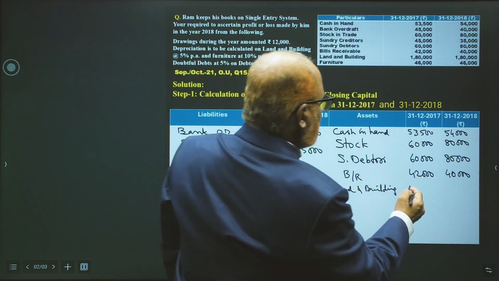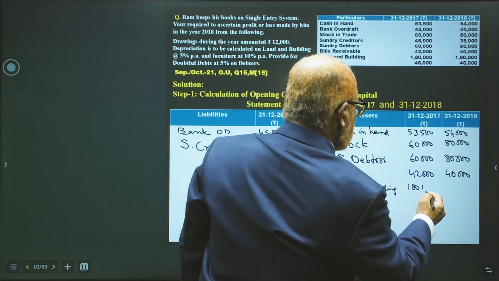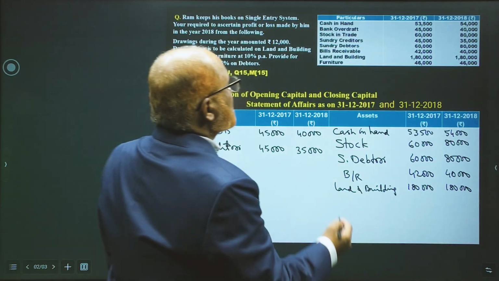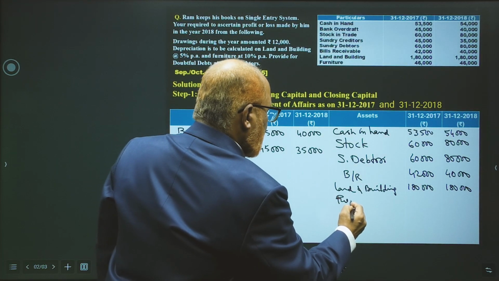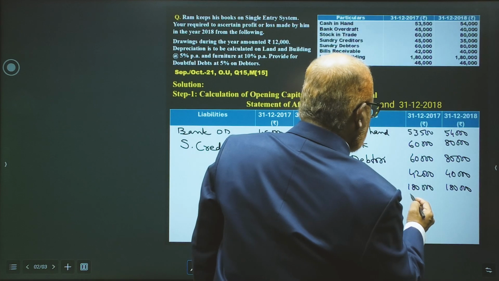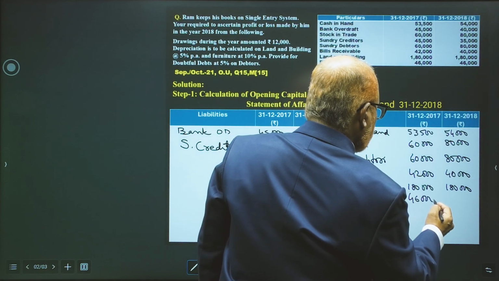Land and building are 180,000, both the years 1,80,000. Then the last one is furniture. That is also an asset. Furniture is 46,000, both the years the same.